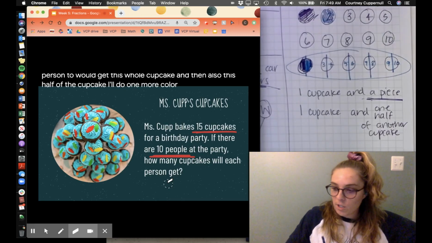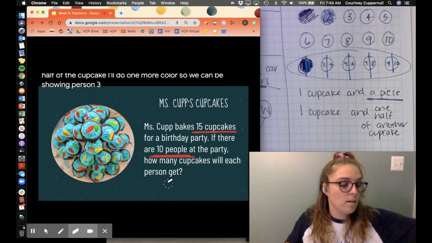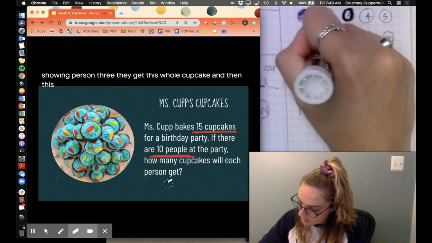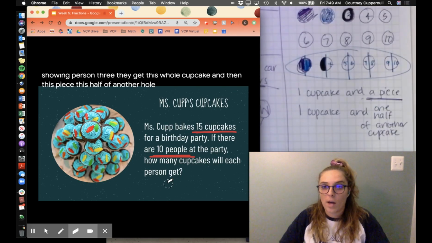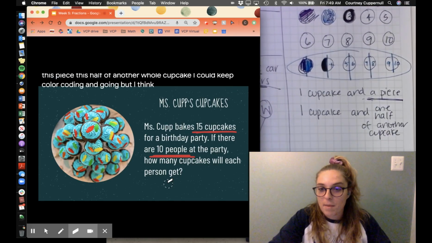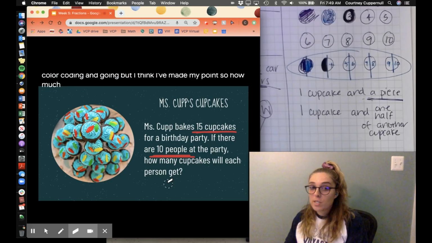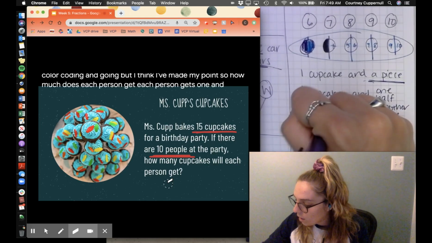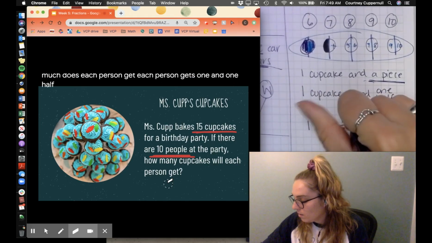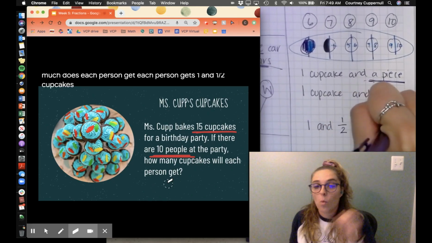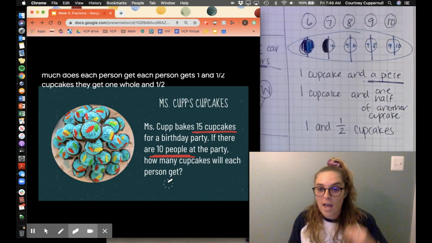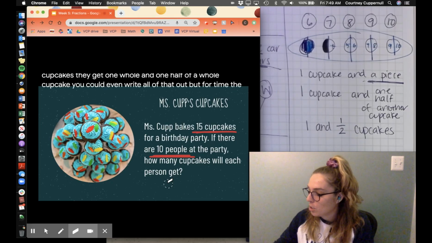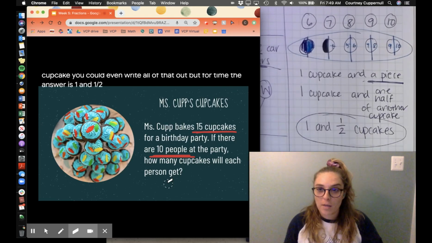I'll do one more color so we can be showing. Person 3, they get this whole cupcake, and then this piece, this half of another whole cupcake. I could keep color coding and going, but I think I've made my point. So how much does each person get? Each person gets 1 and 1/2 cupcakes. They get 1 whole and 1/2 of a whole cupcake. You could even write all of that out, but for time, the answer is 1 and 1/2 cupcakes.